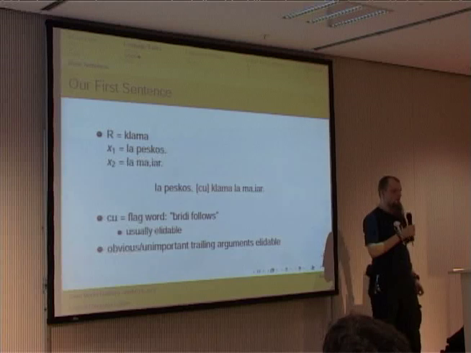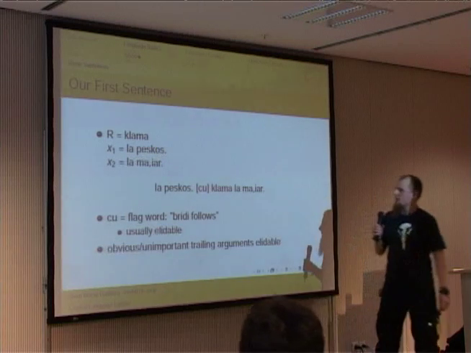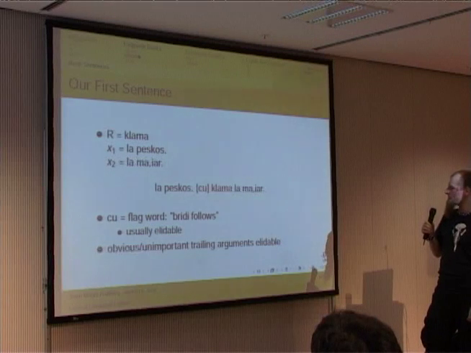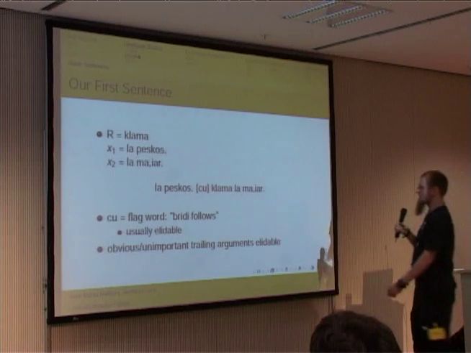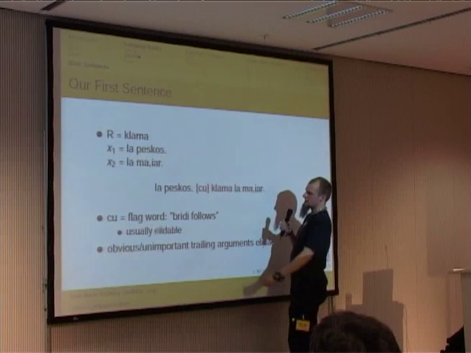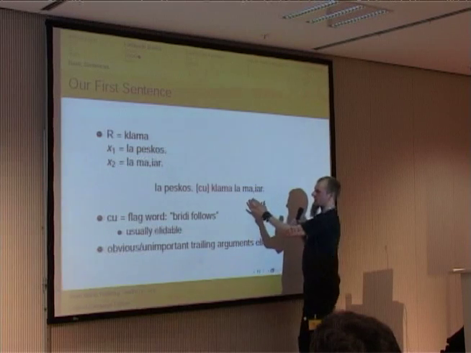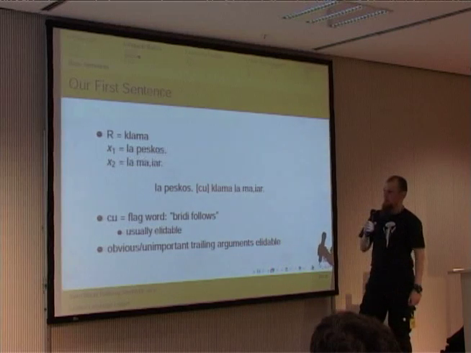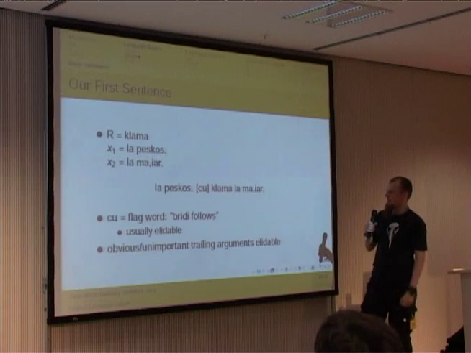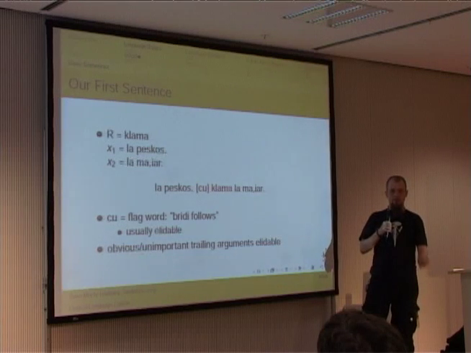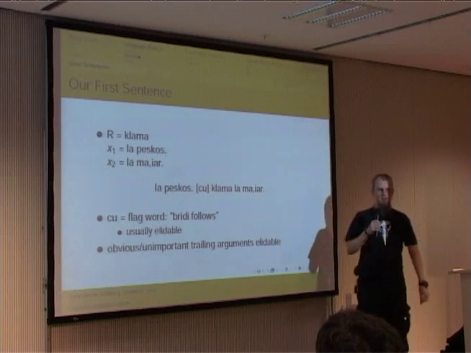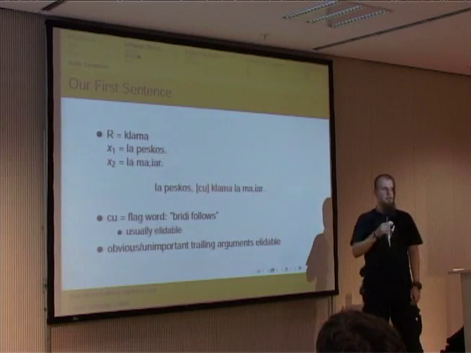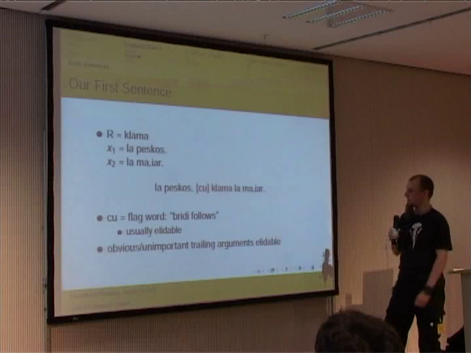So now we know all the pieces for a first sentence. The relation is klama, and the arguments are la pescos and la mayar. And so this is how you say it. First argument, relation, second argument. What's this? Shu, it's a structure word. It's a flag word that says after this word there's the relation, the bridi. You can usually leave it out, but in some instances it's useful to put it. So I just said it here.